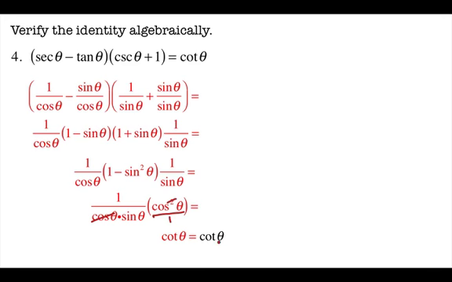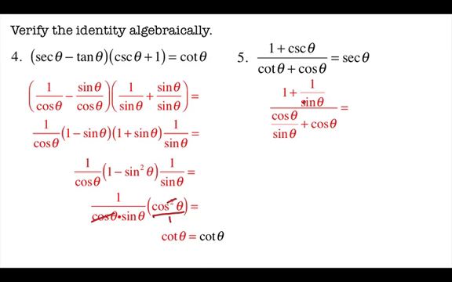Moving on to number 5. So again, I want to make the left side equal the right-hand side. Make the left side look like the right-hand side. So I have to try something. This is what I'm going to do. I'm going to rewrite this as 1 over sine, cosine over sine. I'm going to leave cosine alone.